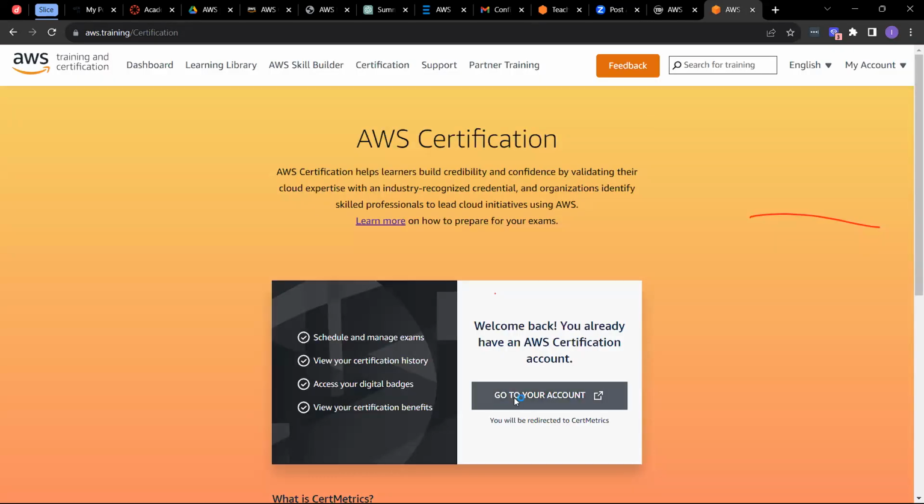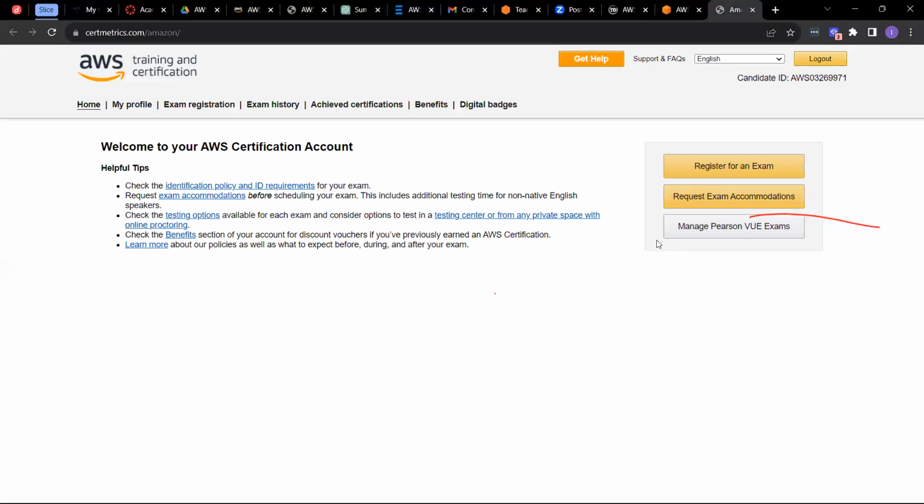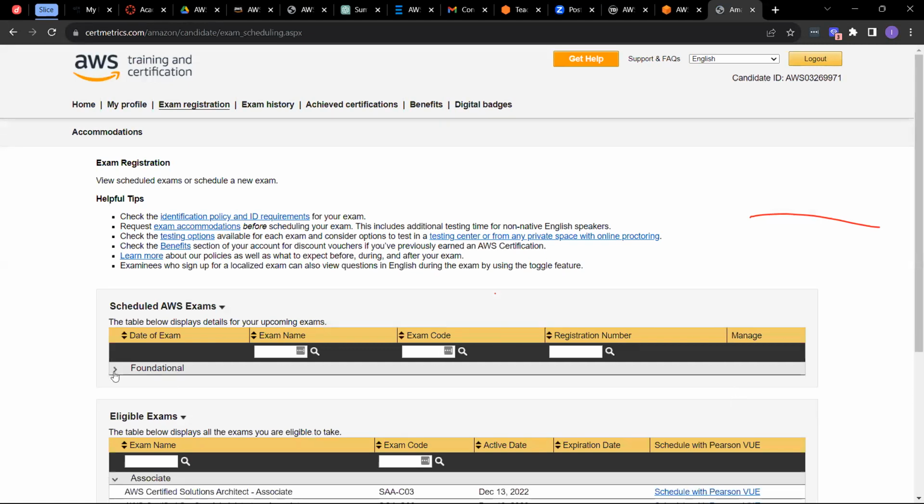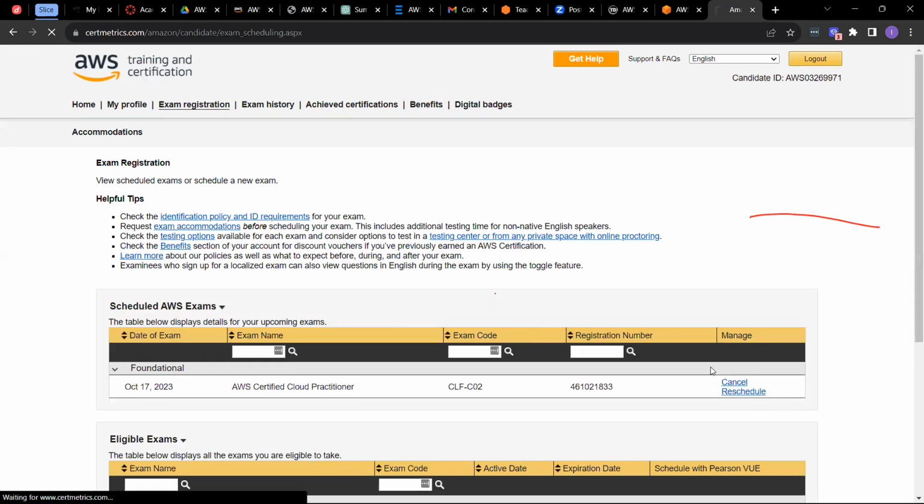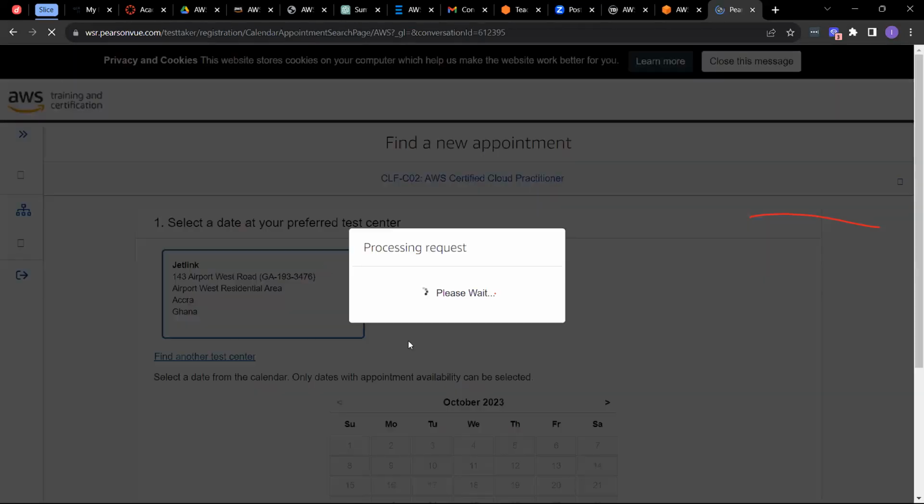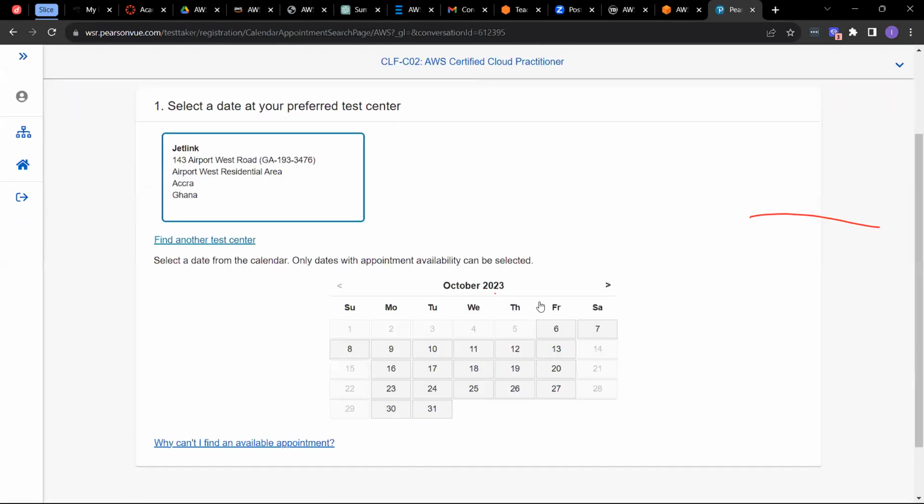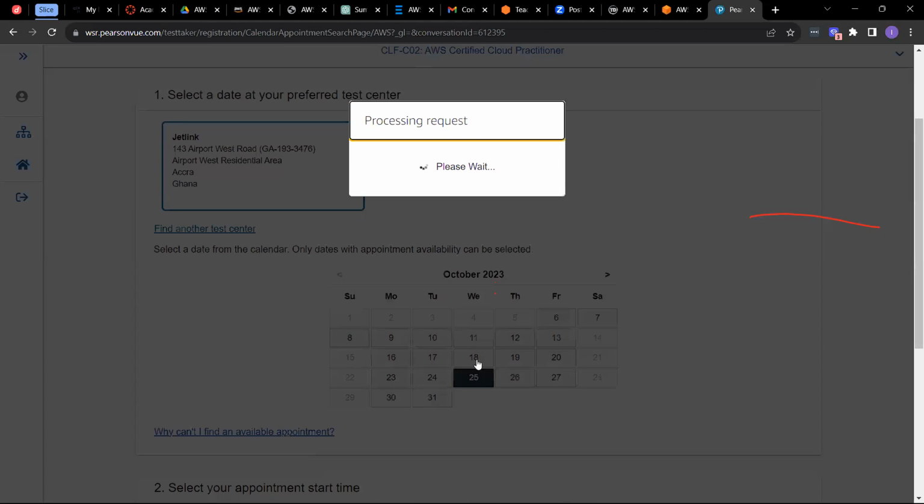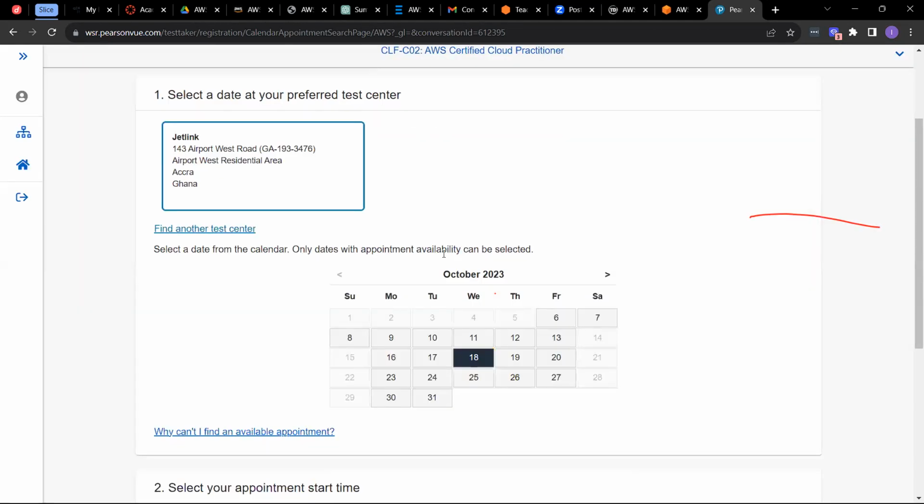Someone said you should be checking the weather before booking. Yeah, it's true, because the rain in Accra is serious nowadays. Try not to think too much or be too anxious. Wait, so let me reschedule. I'm just doing a reschedule. Okay, so the 18th. You ready? Calm down.